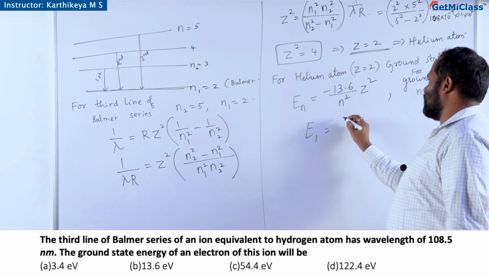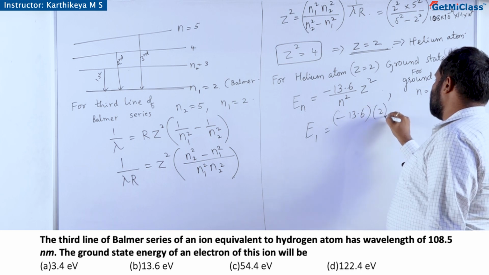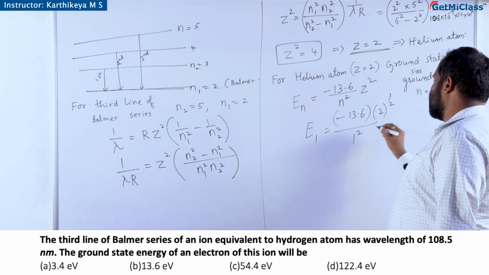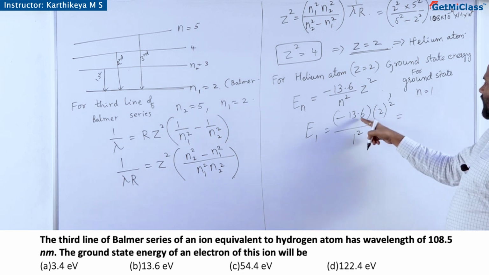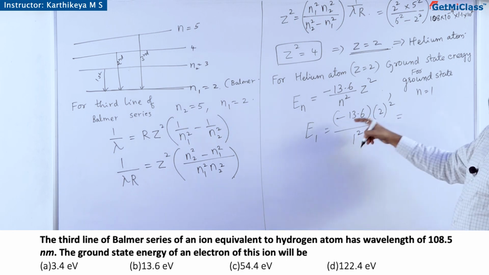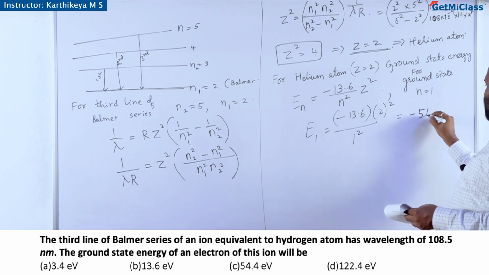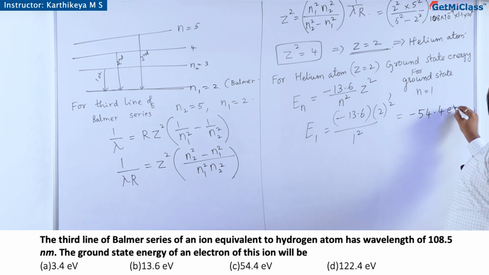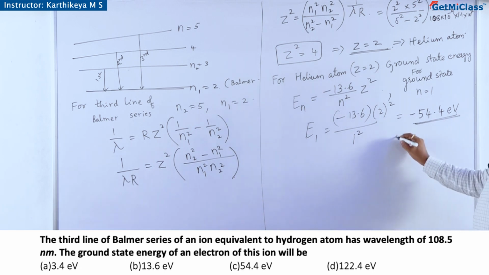So E1 is equal to minus 13.6 times 2 square by 1 square, because Z is the atomic number. So 13.6 times 4 is roughly 52, so whatever is more than 50, looking at the options, that is minus 54.4 electron volt, which is option C, being the correct answer.